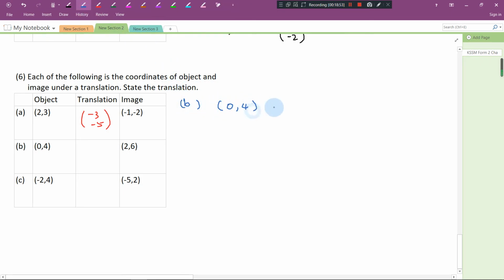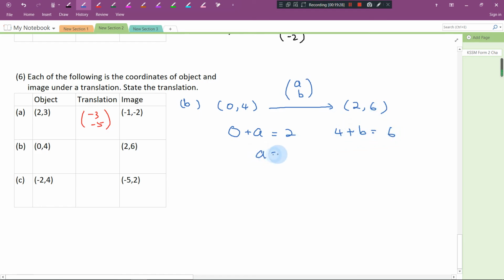Object, draw a line, image. Oh, 2, 6. Okay, 2, 6. Same thing. I don't know the translations involved. I just let be A and B. If you use B, you have to be more careful because B look like 6. 0 plus A is equal to 2. Okay, 4 plus B is equal to 6.